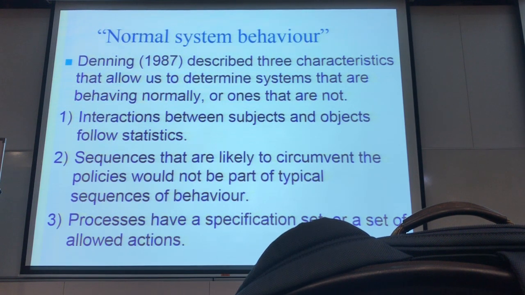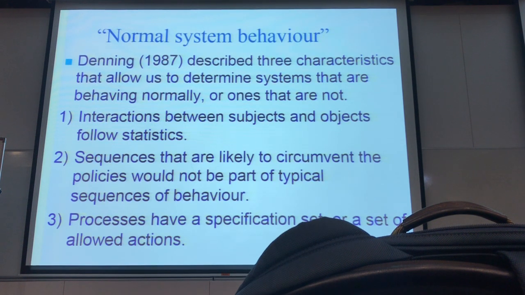And then relating to the second item, maybe the program is only expected to process files within a particular directory. But now this program tries to access files outside this directory. Then again, you can raise an alarm. So these are the three characteristics that define the so-called normal system behavior.